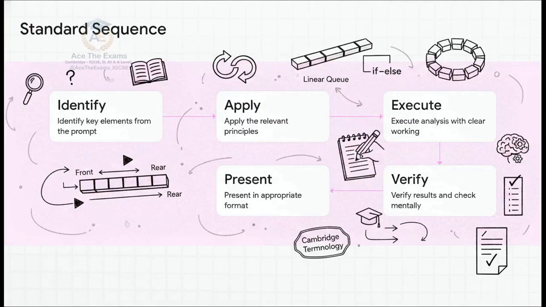This builds into a beautifully standardized sequence. Face a queue implementation question? Follow these 5 steps without fail. Step 1. Identify the key elements from the prompt. Step 2. Apply the relevant principles. Decide if you need a linear queue or circular queue so the array doesn't artificially run out of space. Step 3. Execute with incredibly clear working. Write out your front pointer and your rear pointer explicitly. Step 4. Verify the results by mentally tracing your algorithm. Do a dry run. And step 5, present it in the appropriate format, using correct Cambridge terminology.